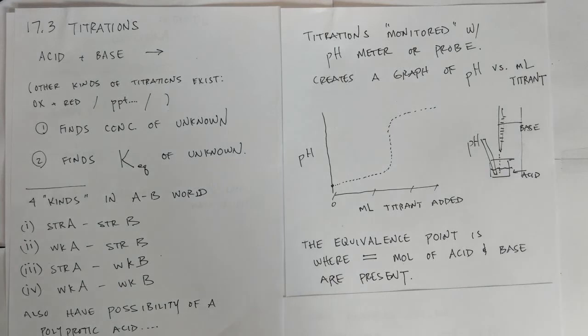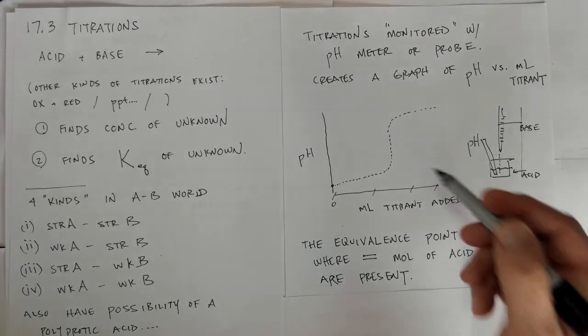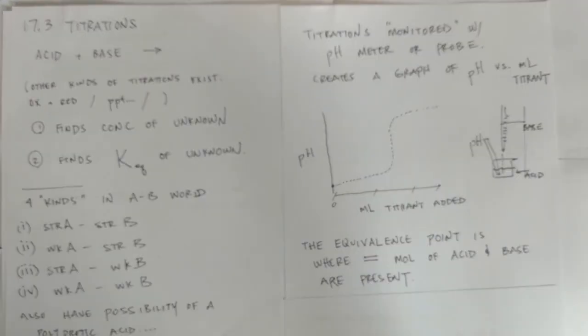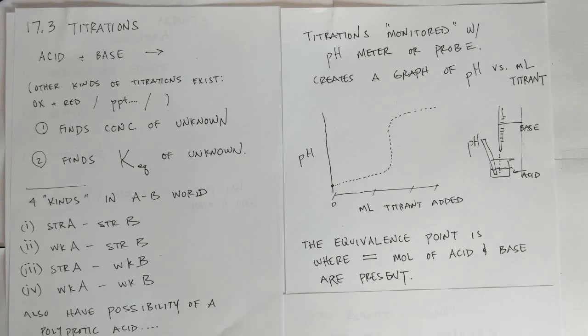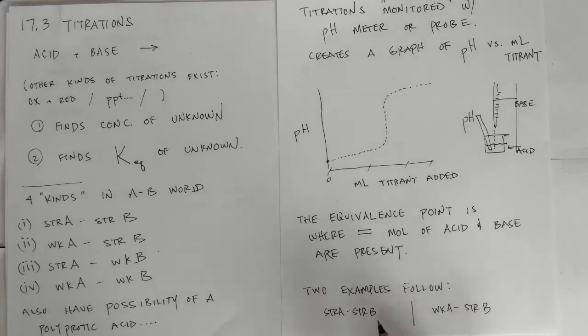This special point is called the equivalence point, and it's where there are equal moles of acid and base present. It usually happens in the middle of the steepest part of the curve. We'll take a deep look at the mathematics of this next. Two examples follow, one with a strong acid, strong base titration, and a second one with a weak acid, strong base titration. Lots of details in the future.